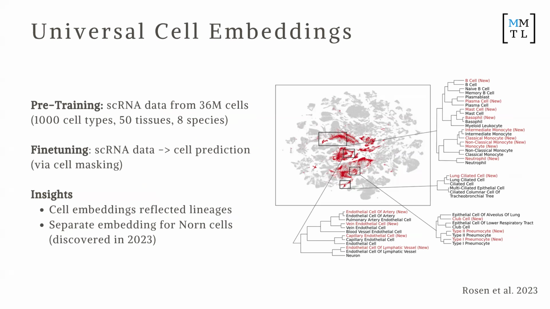36 million cells worth of RNA data, so single cell RNA data from 1,000 cell types, 50 tissues, and 8 different species. And they created a giant embedding of all these cells, huge, huge embedding. Now, what was really interesting is that the location of the cell embeddings actually represented the cell lineages. So it learned the cell lineages by itself. It could figure that out from scratch, right? So for example, the hematopoietic cell line, it could figure out that this cell was very close to this cell, and this cell seemed to have come from this cell.